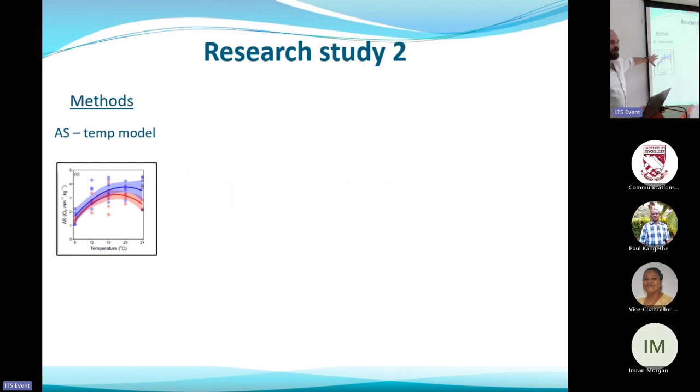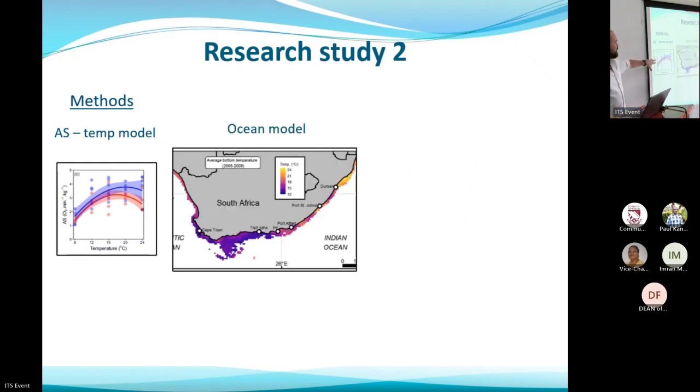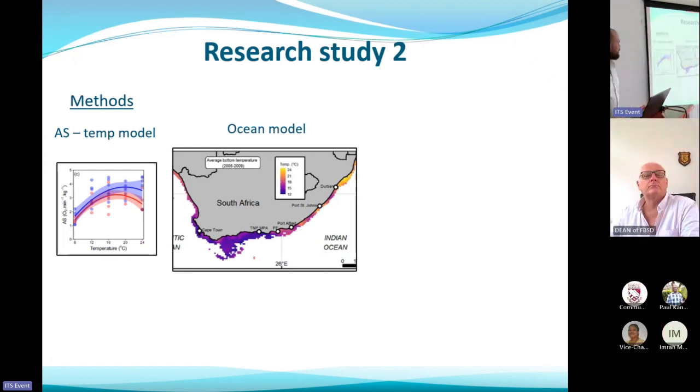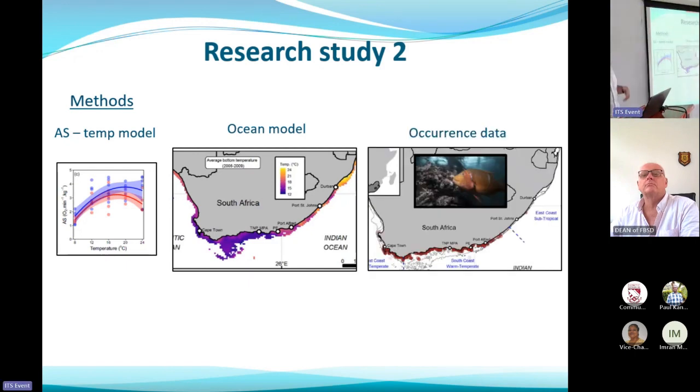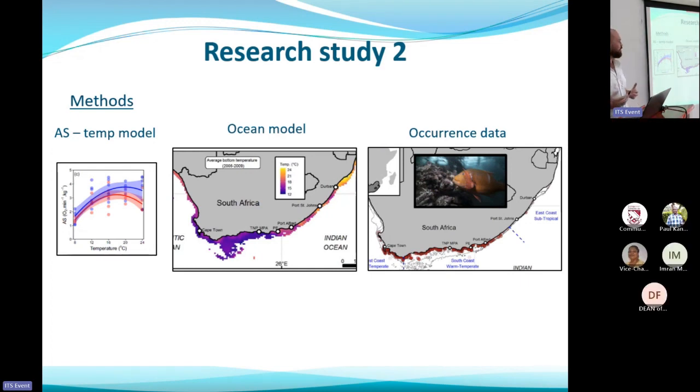We've made this aerobic scope curve in the previous research study. Now I've got access to this temperature model from the University of Southampton, and you can see the temperature patterns around this coastline. I also have access to really high resolution temporal and spatial data for catch statistics from the South African catch management system. Each one of these red points is a catch location from the commercial fishery of the species. You can't really see it there, but there's about 50,000 points.